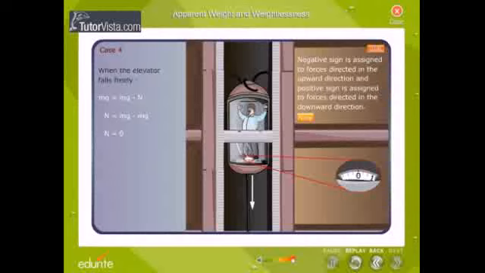Thus, we see that during the state of weightlessness, the force of attraction due to gravity does not become 0. It is the apparent weight of the body which becomes 0 during weightlessness.